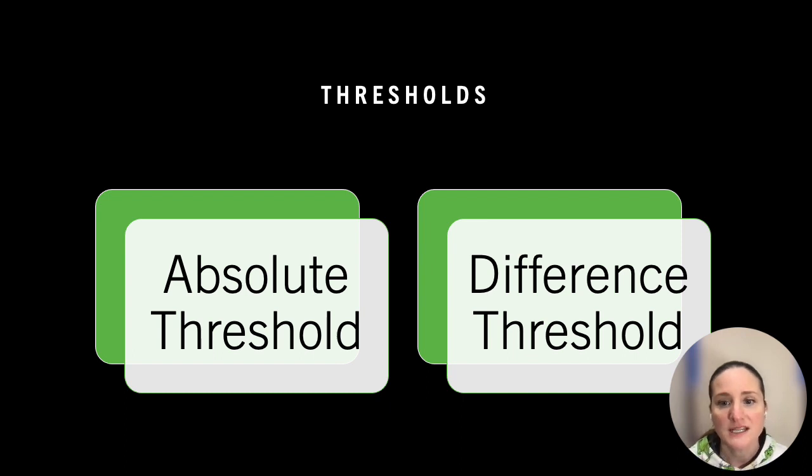And then the difference threshold is the minimum difference in intensity that we can distinguish between the two stimuli 50% of the time. This is also known as just noticeable difference, or JND.